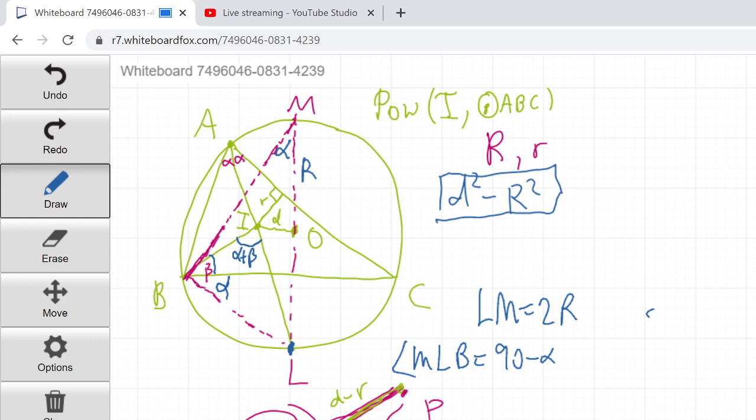Alright guys, are you still trying? I don't know where to go. So I guess it's clear now that BL equals BI, yeah? BL equals IL, yes. Indeed, BL equals IL.